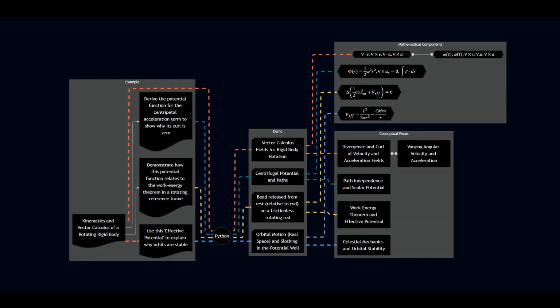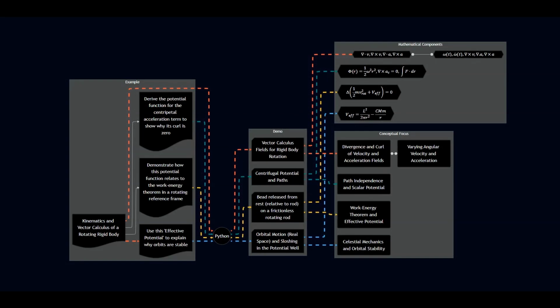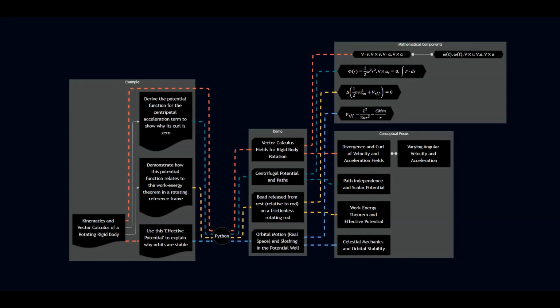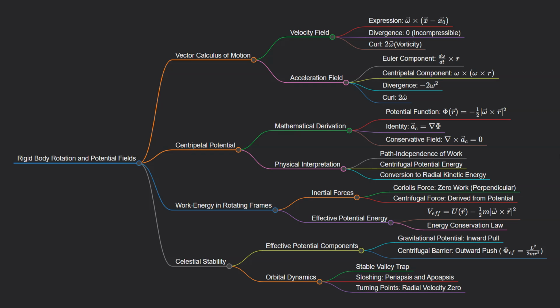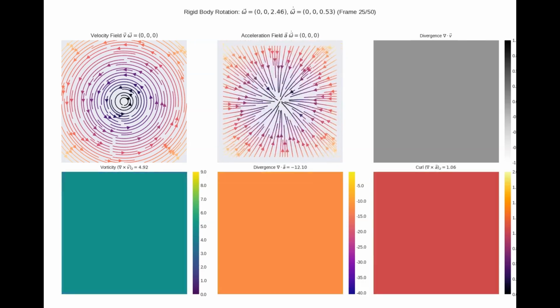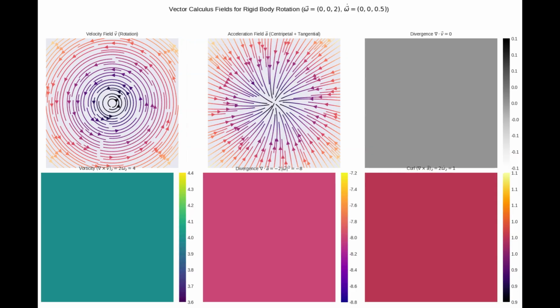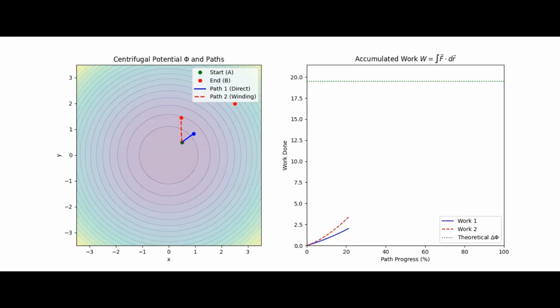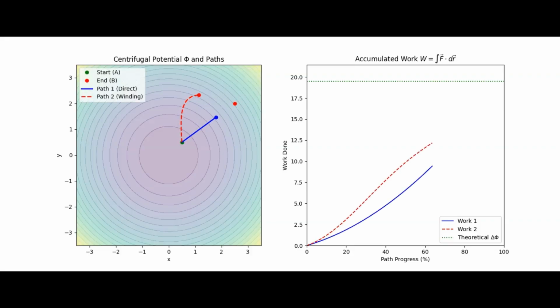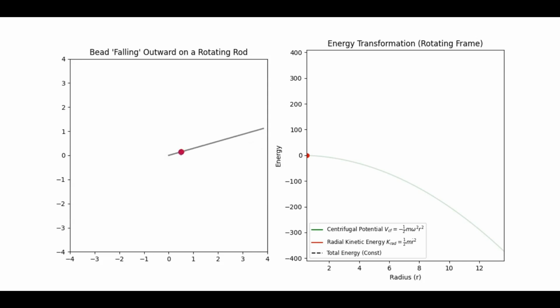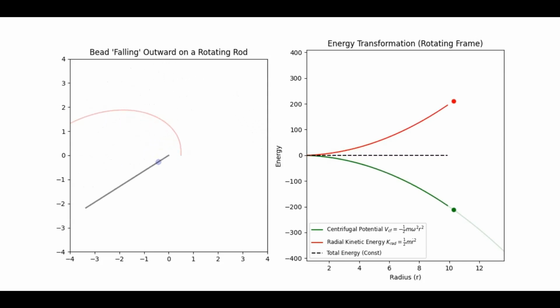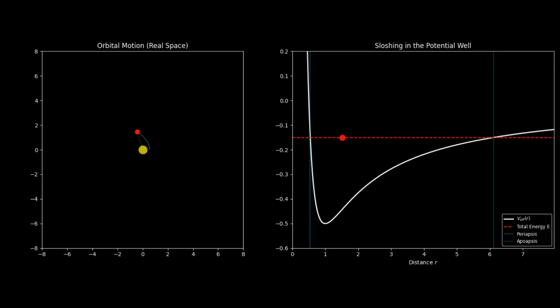Vector calculus analysis. To understand the shape and behavior of these motion fields, we analyze their divergence and curl. The velocity field of a rotating rigid body is incompressible, meaning that the material is neither created nor destroyed as it moves. It simply flows in a closed loop. The local rotation rate within this field, known as vorticity or curl, is directly proportional to the overall spin rate of the body.